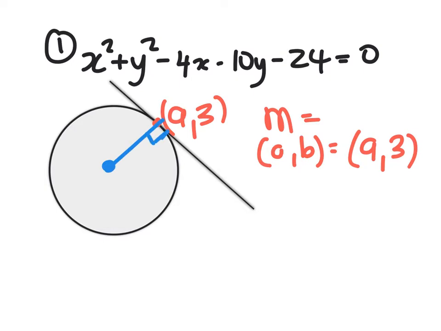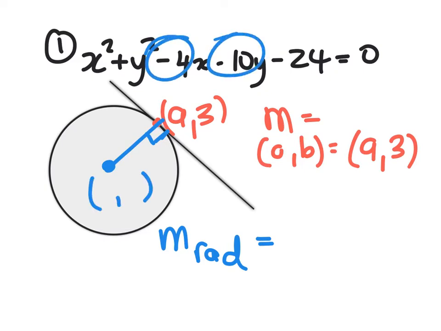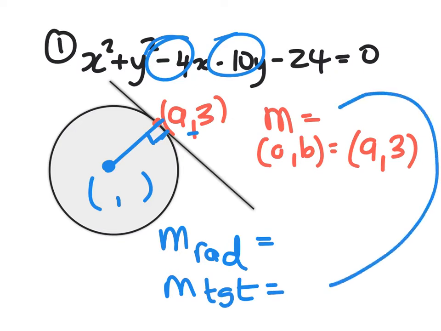So to work out the gradient of the line, first thing I'm going to do is work out the gradient of the radius, so m rad. I know the centre, I get that from here. I know the point, so I can work out the gradient of the radius. Then I get the gradient of the tangent, because it's perpendicular. So flip it upside down, change the sign, use that in the formula up here in the y minus b formula.